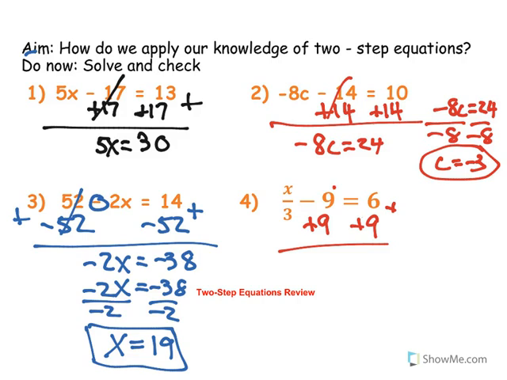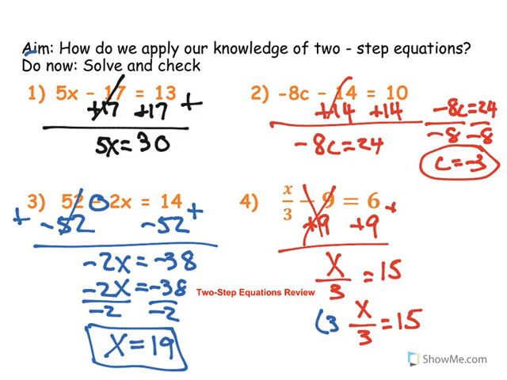So negative 9 plus positive 9 is 0. We make sure we bring down our x thirds, and 6 plus 9 is 15. I'll be consistent and rewrite my one-step equation. I need to multiply both sides by 3 because x is being divided by 3. So what did we talk about, right?